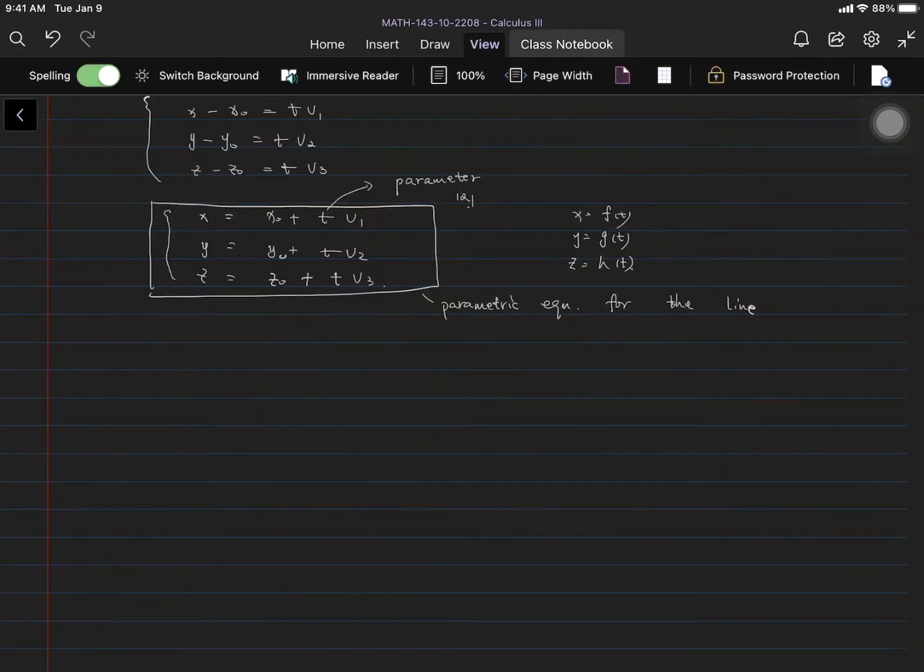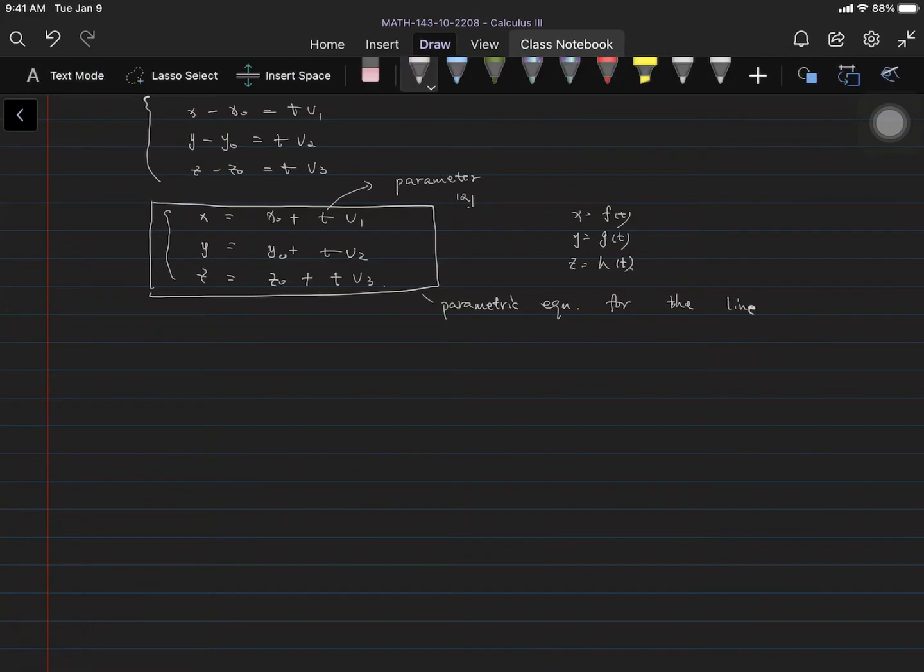Okay, so there is also another way to write down the line equation. The other way is called the vector equation for the line. Let's take a look. If I write x, y, z in vector form, we can say x naught plus tv1, the second component y naught plus tv2, and the third component z naught plus tv3. Right, so this is a vector way.